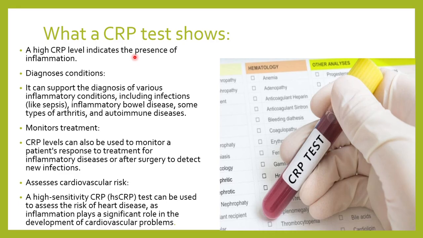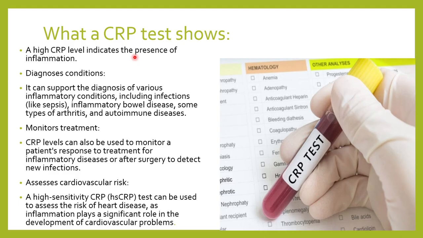Where is the inflammation? No, we cannot make out by doing a CRP test. But yes, if the CRP is high, you know that there is something happening in your body. There is an inflammatory process which is going on in your body. So it will help us to diagnose various inflammatory conditions like infection, sepsis, inflammatory bowel disease, arthritis, autoimmune disease, etc.